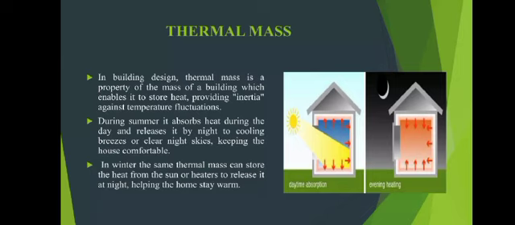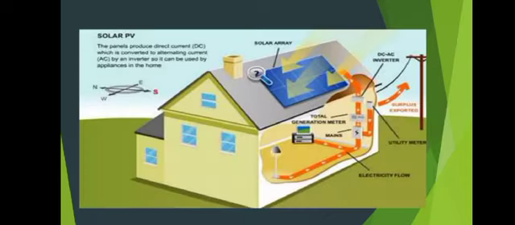During summer, it absorbs heat during the day and releases it by night to cooling breezes or clear night skies, keeping the house comfortable. In winter, the same thermal mass can store the heat from the sun to release it at night, helping the home stay warm. This diagram shows thermal mass.